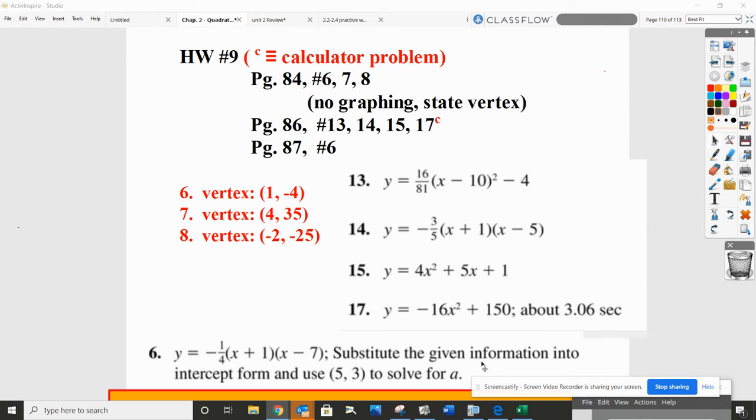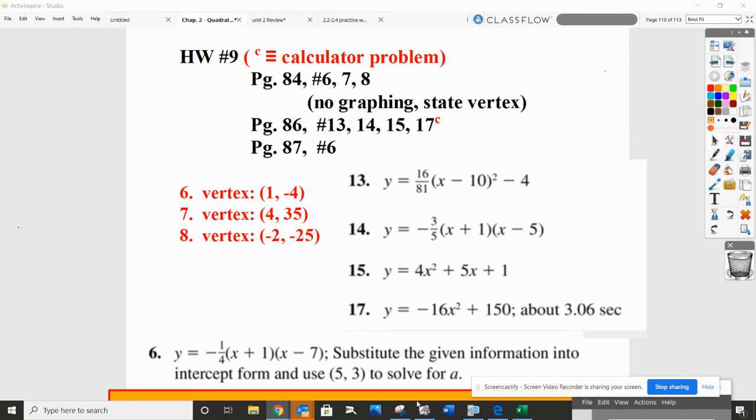Number 6 asks, when they're asking you there what to do, you substitute the given information into the intercept form and use 5, 3 to solve for A. And you get A to be -1/4 in simplified form. Okay.